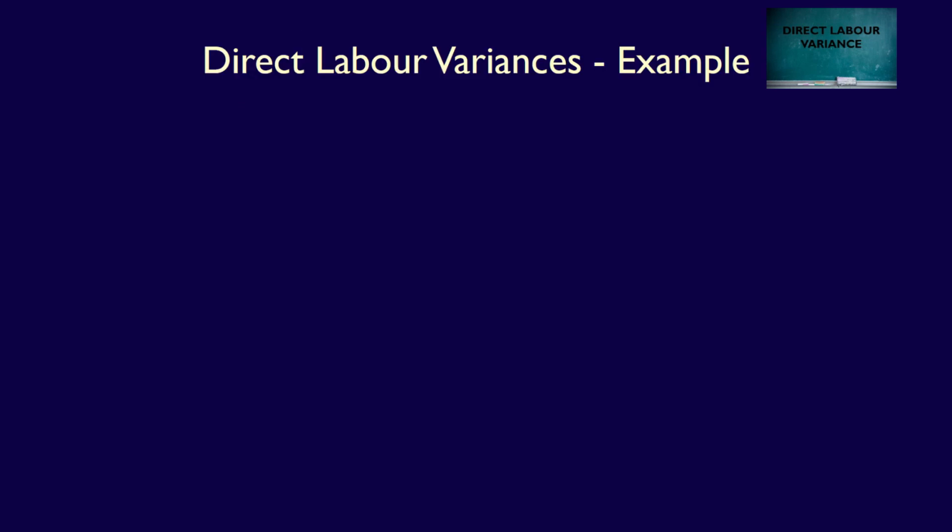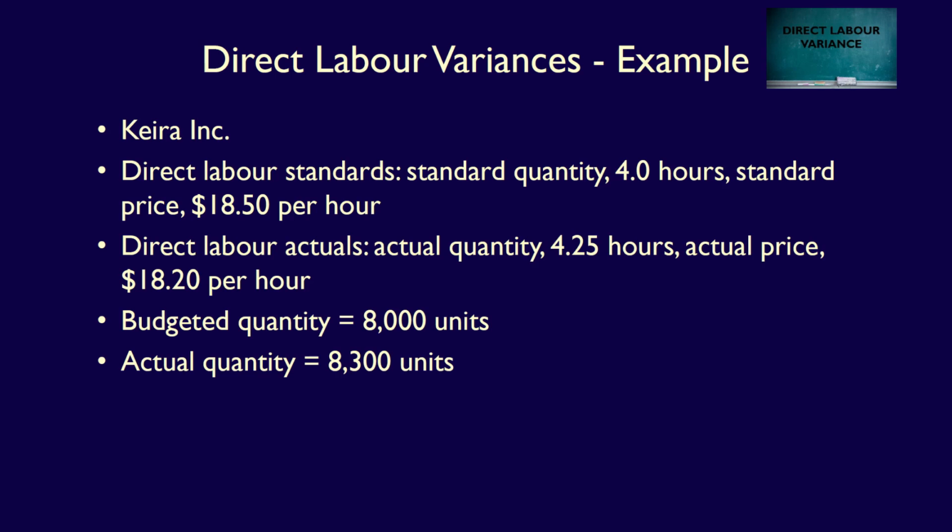Let's use an example to demonstrate the direct labor price variance calculation. Kira Inc.'s standards are as follows for direct labor. Standard price, $18.50 per direct labor hour. Standard quantity, 4 direct labor hours. At the end of the year, Kira's actuals are as follows. Actual price, $18.20 per hour. Actual quantity used, 4.25 direct labor hours per unit. Budgeted quantity was 8,000 units, and the actual quantity produced is 8,300 units.